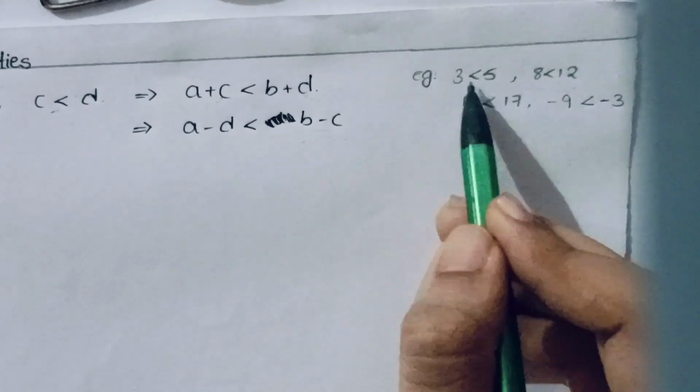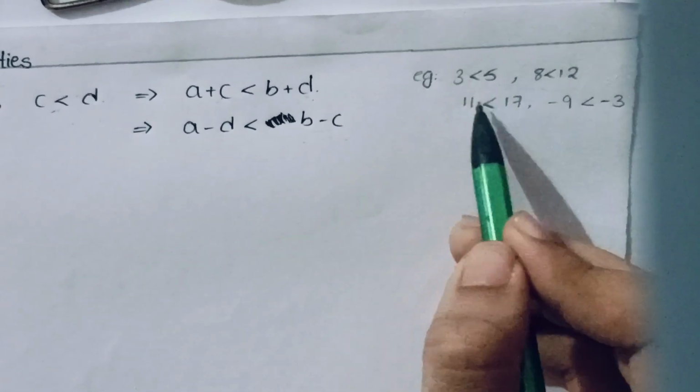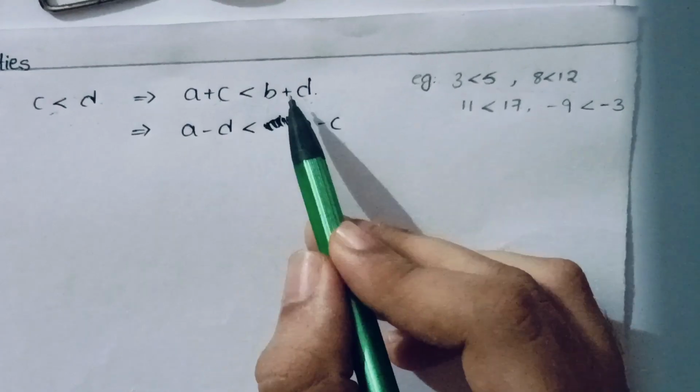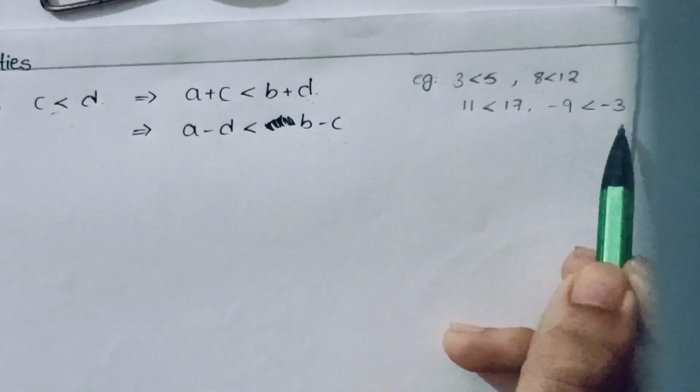For example, if you observe, 3 is less than 5 and 8 is less than 12. In this way, both addition: 3 plus 8 is 11, and 5 plus 12 is 17. So in this way, a minus d: here, minus 9 is less than minus 3. Simple.